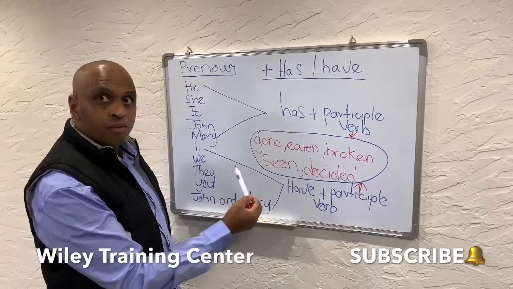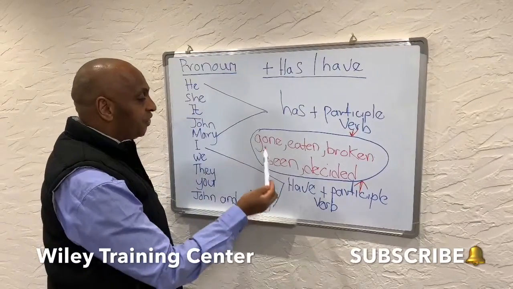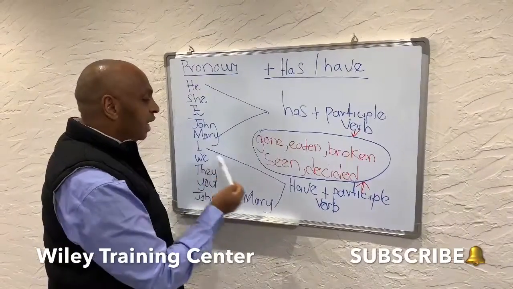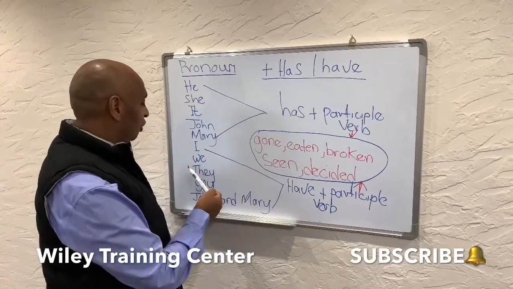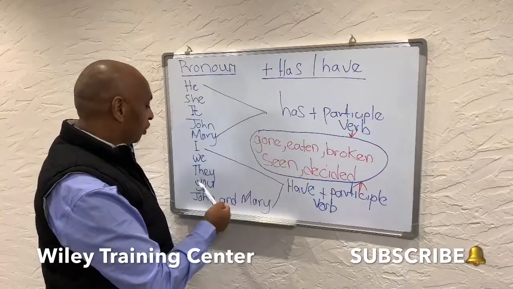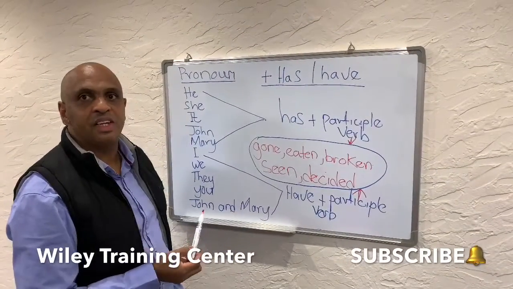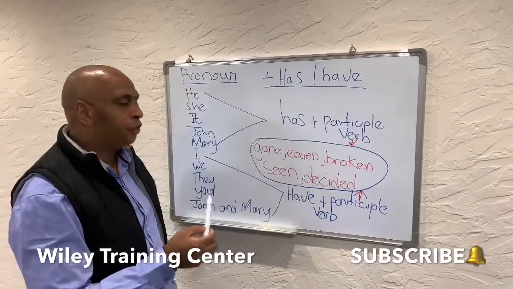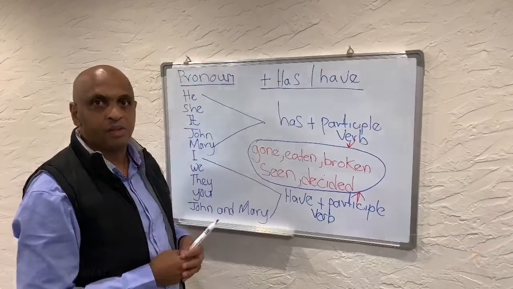The next word is seen. I have seen. We have seen. They have seen. You have seen. John and Mary have seen. These are just a few examples of them. Continue using them so you will be able to learn more. Thank you very much.